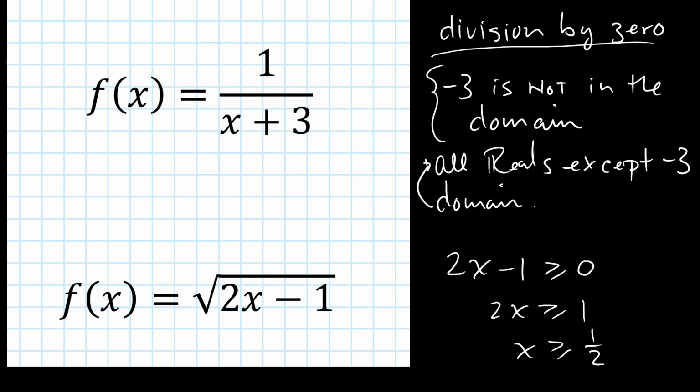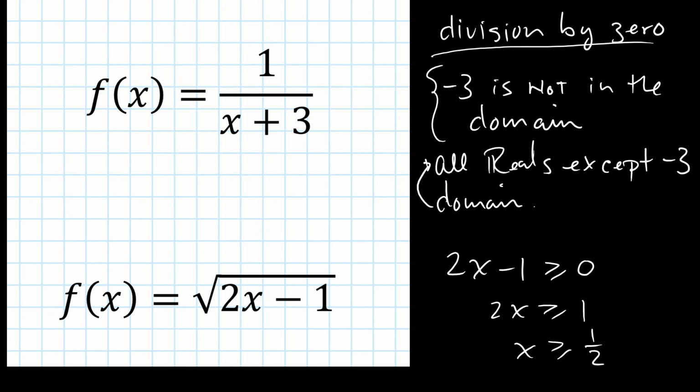If I put in x's, I'm trying to think of a nice number. If I put in x as 1, 2 times 1 is 2. 2 minus 1 is 1. The square root of 1 is 1. So all those are fine.